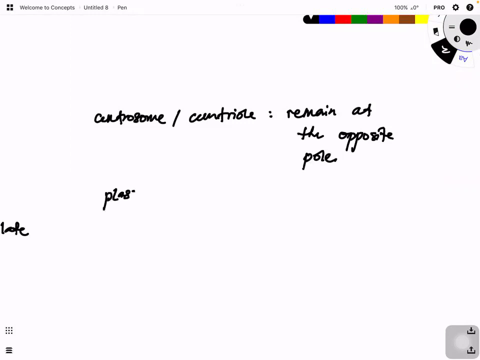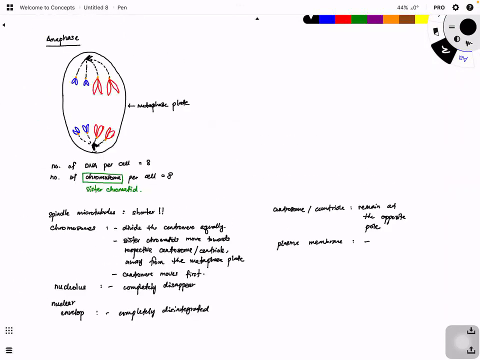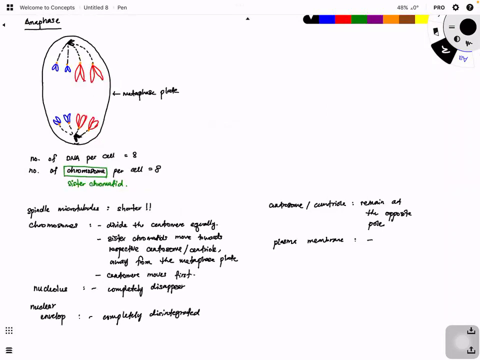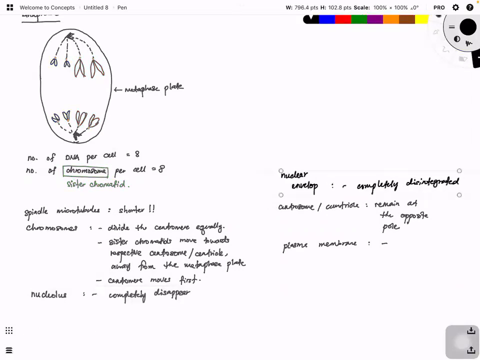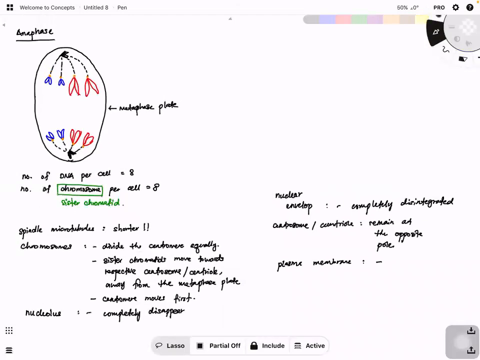How about the plasma membrane? The plasma membrane still has no events, but the cells now become elongated. Are you clear? The cells become elongated. The drawing is a bit small, sorry, so you may take a photo if you need. Okay, guys, I stop at this anaphase first. Tomorrow we're going to continue.